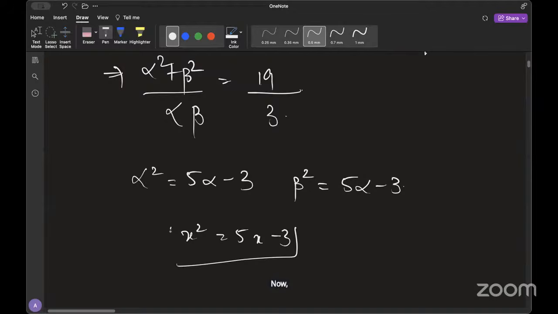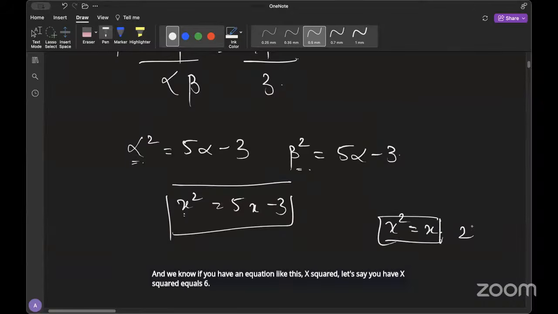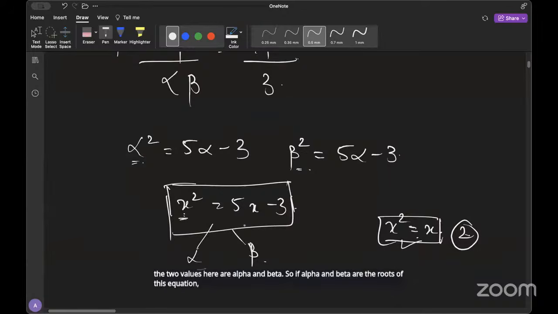When you have x square equals 5x minus 3, now this is basically an equation. Alpha is a number, beta is a number that's given to you. X is a variable. That means x square is equal to 5x minus 3. And if you have an equation like x square equals x, there would be two values that will satisfy this equation because it's a quadratic equation. The two values here are alpha and beta. So alpha and beta are the roots of this equation, that means they satisfy it. Okay.